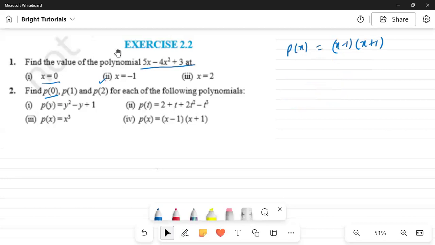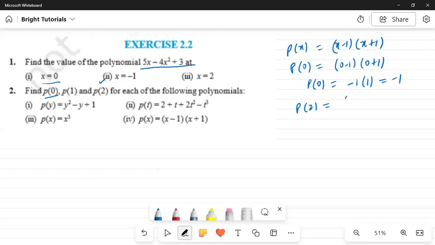First, we have to find the value of p(0). For finding the value of p(0), just put 0 here. And what will happen? (0 minus 1)(0 plus 1). p(0) is equal to minus 1 multiplied by plus 1, that comes out to be minus 1. Similarly, you can find the value of p(1) and p(2). I am finding the value of p(2) here. The value of p(2) will be (2 minus 1)(2 plus 1). It comes out to be 1 multiplied by 3. So the value of p(2) is equal to 3 for part number 4.